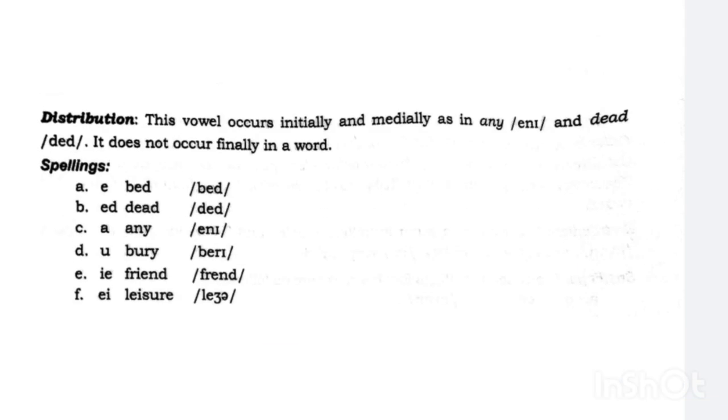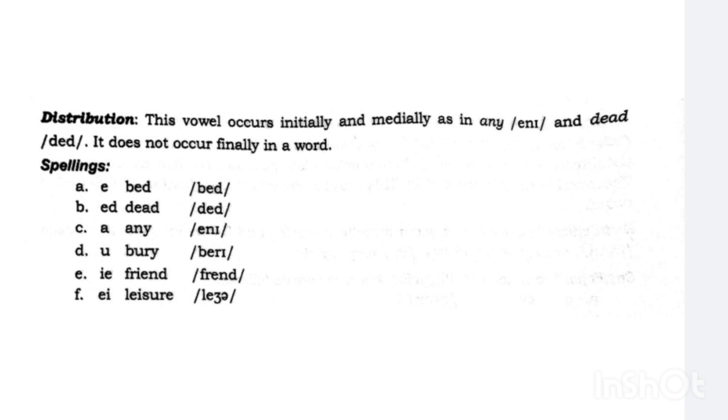This vowel A occurs initially, that is in the beginning, and medially, that is in the middle, as in the words 'any' and 'dead'. A is at the beginning in 'any'. In 'dead', this is how it is phonetically transcribed, it is in the middle, between the sounds d and d. It does not occur finally in a word. So what you have to note is that the vowel sound A does not occur finally in a word.